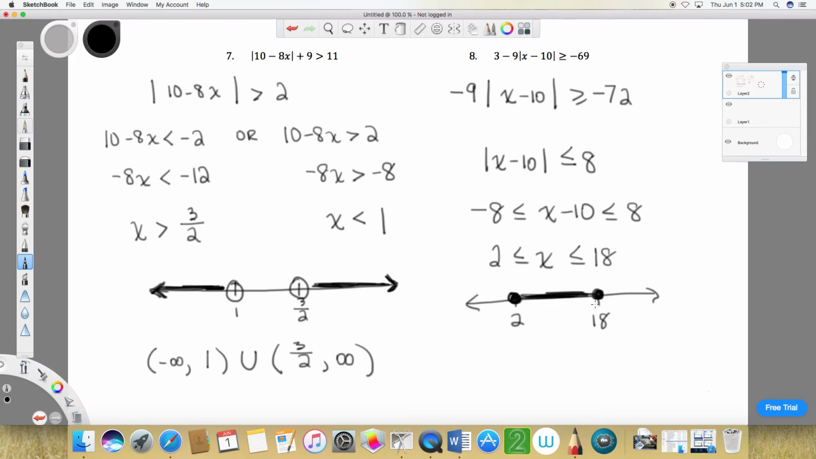To write my solution set here using interval notation, we write the smaller number, comma, the larger number. Since we're including both endpoints, we use brackets.